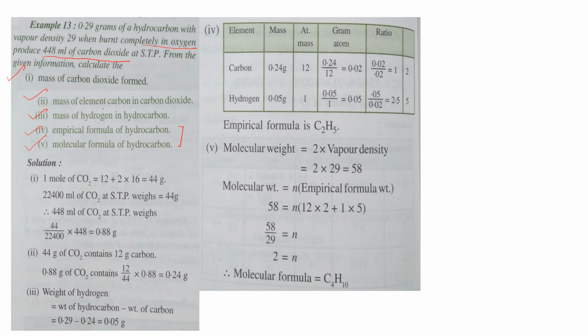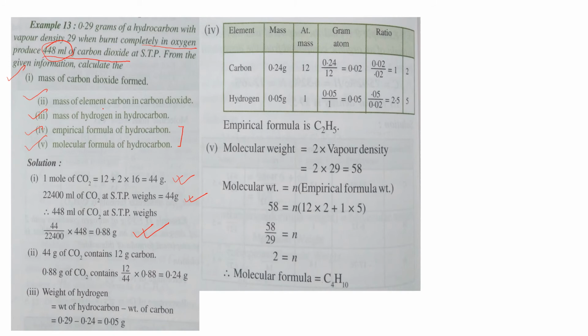So 1 mole of carbon dioxide is 44 gram. Just find out the molecular mass. Now 22400 milliliter of CO2 at STP weighs 44 gram, that you all know. Now I'm having 448 milliliter. So 448 milliliter carbon dioxide at STP weighs how much? That is 44 divided by 22400 into 448, so 0.88 gram. This is the answer of the first question.